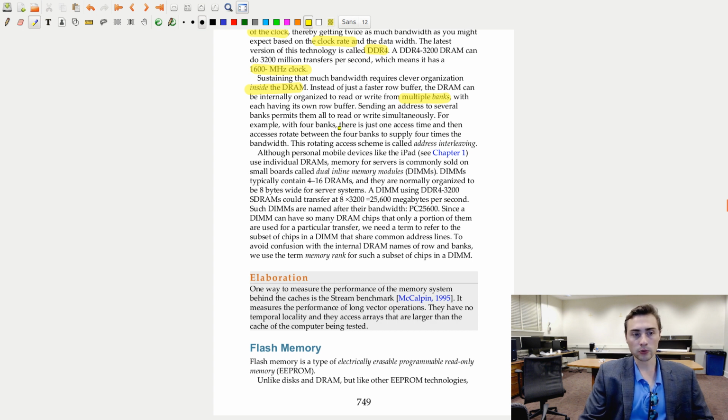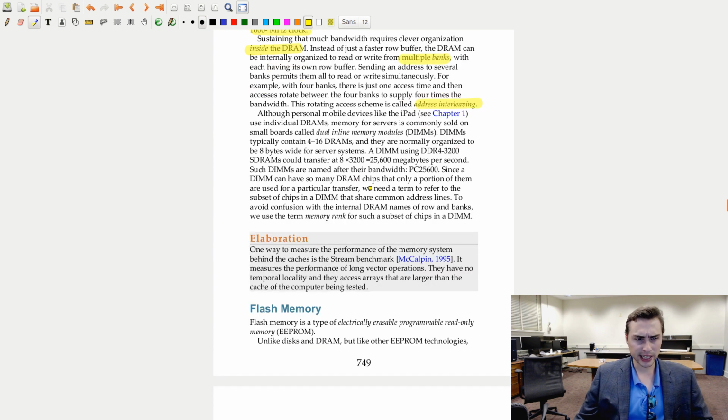So for example, with 4 banks, there's just one access time, and then accesses rotate between the 4 banks to supply 4 times the bandwidth. The rotating access scheme is called address interleaving. So we can start working on multiple banks at once. Is there anything else interesting in here? It's sold on DIMMs. That's not really that interesting.